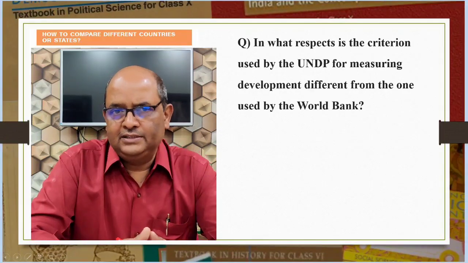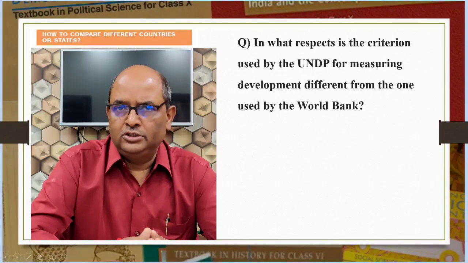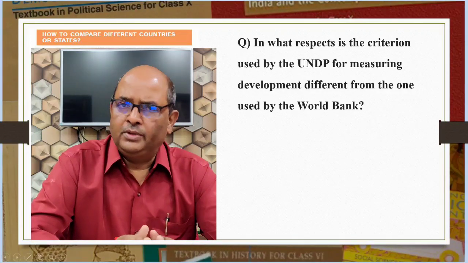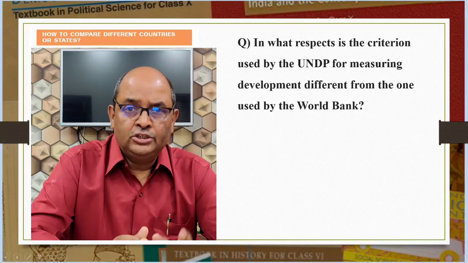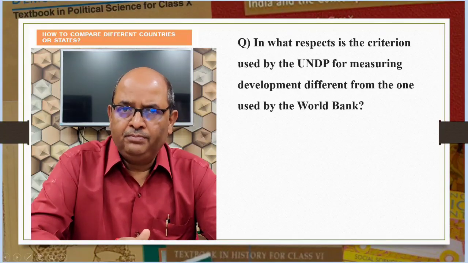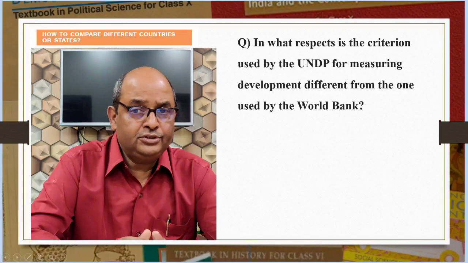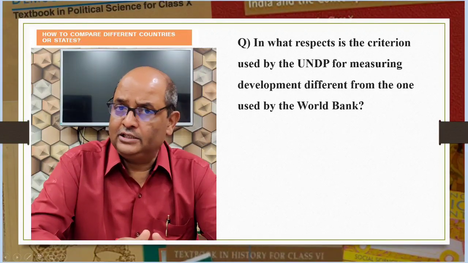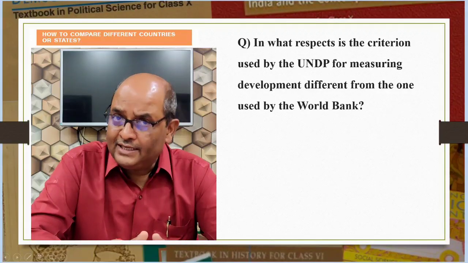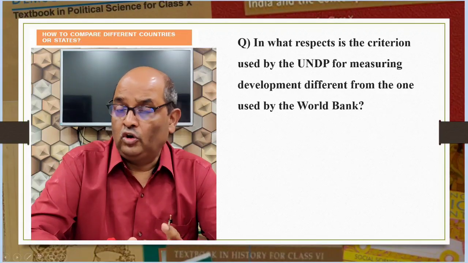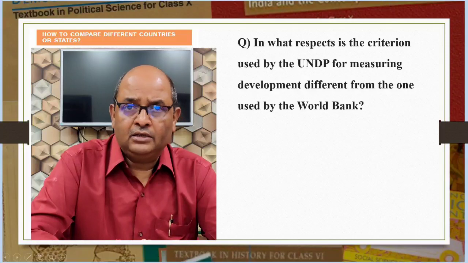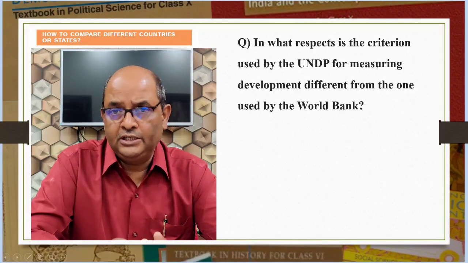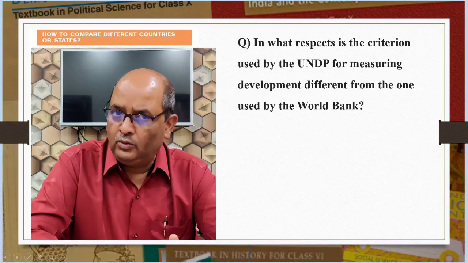In what respects is the criterion used by the UNDP for measuring development different from the one used by the World Bank? The UNDP compares the development of the countries on the basis of literacy rate, gross enrollment ratio and health status of the people besides per capita income. On the other hand, the World Bank compares the development of the countries on the basis of per capita income that we have just seen now.